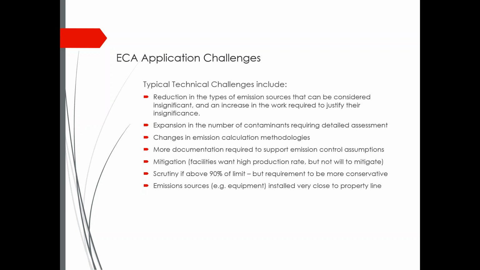Also, for the reviews, there's a lot of scrutiny from the MOE if your air limits are above 90% of the limit, so they'll look at it in more detail. We know it is passing, it is below the limit, but they would still ask for more details on the calculations if it's above 90%. And as I explained before, if an emission source is very close to the property line, that would get into mitigation issues, so that's one of the challenges.